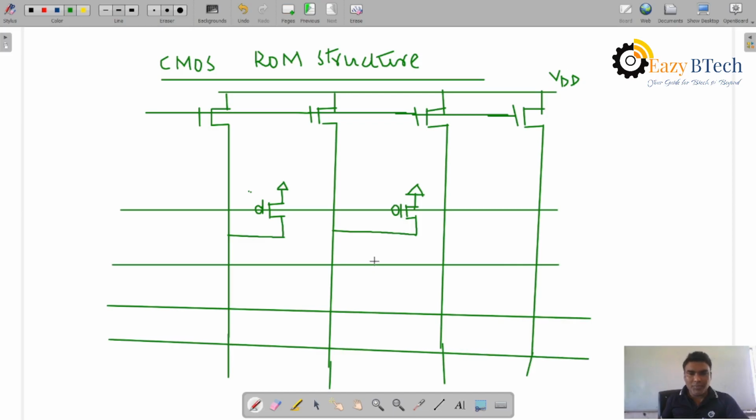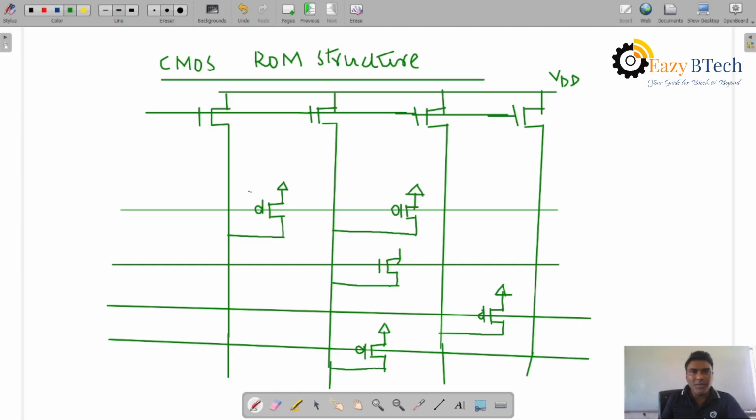When the transistor is present, it stores the 1 bit data. So it is a PMOS transistor which stores 1 bit data. Let me also take one more transistor here. Previously, when an NMOS transistor is present, the bit stored is 0. Here, when the transistor is present, it is logic 1.